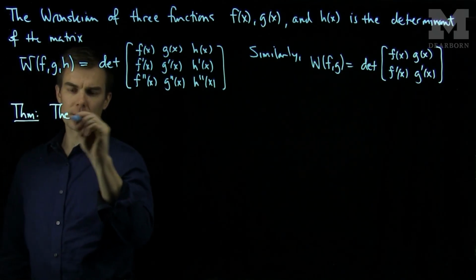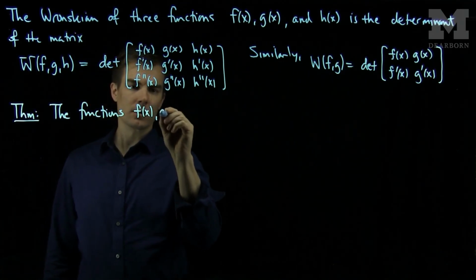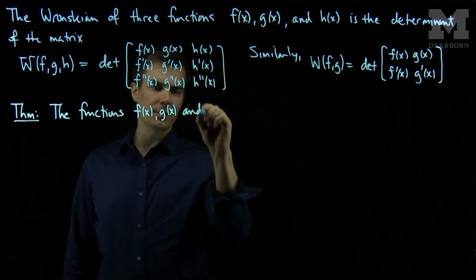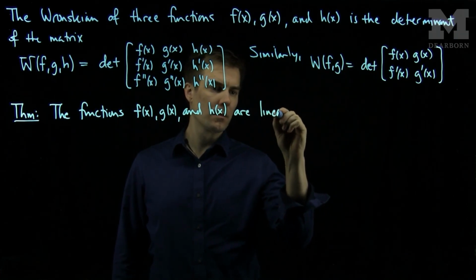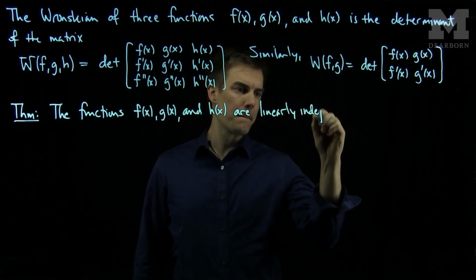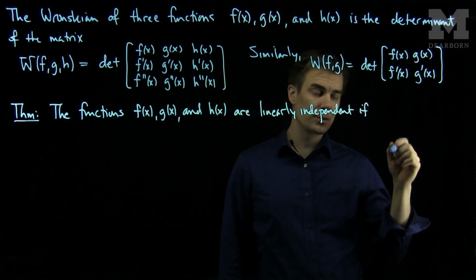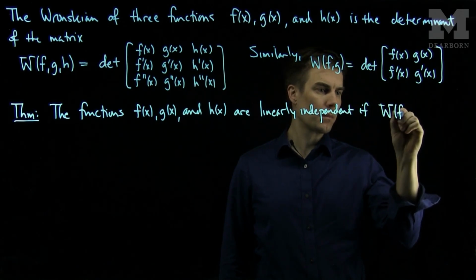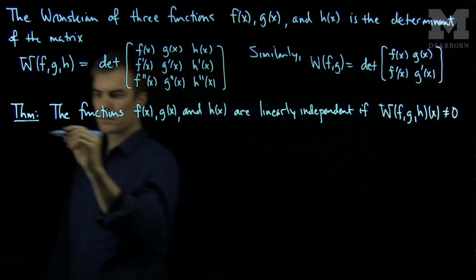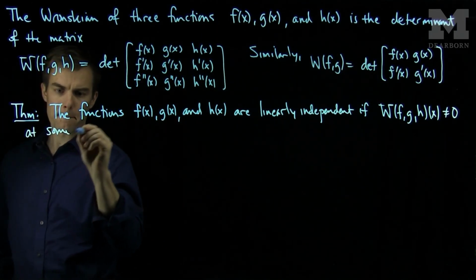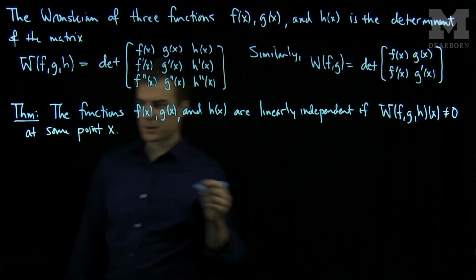The functions f of x, g of x, and h of x are linearly independent if their Wronskian is non-zero somewhere. Let's see an example of this.